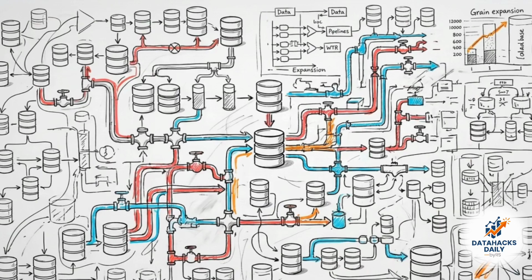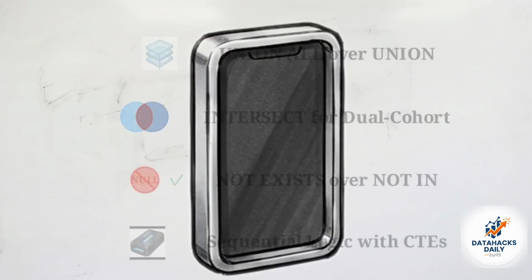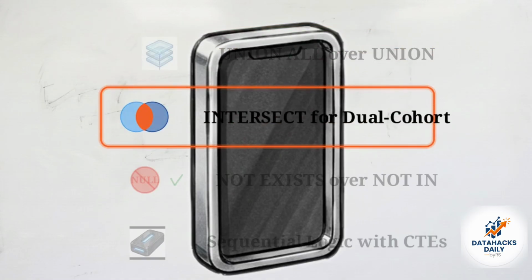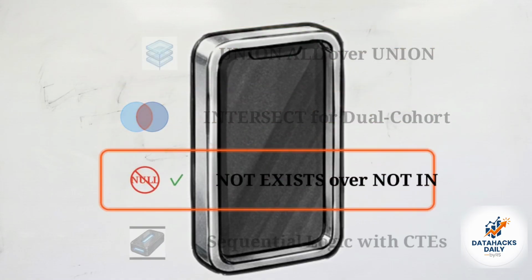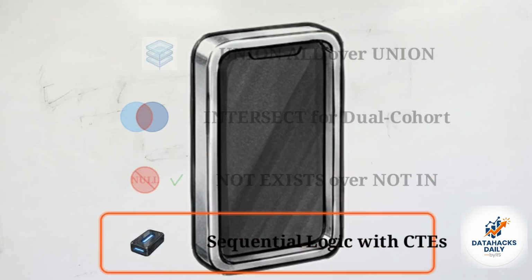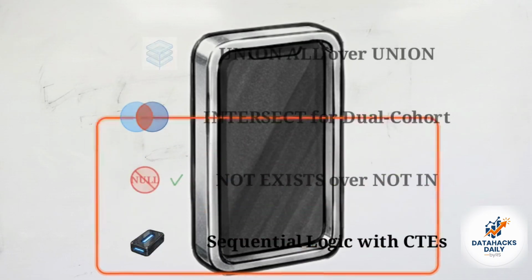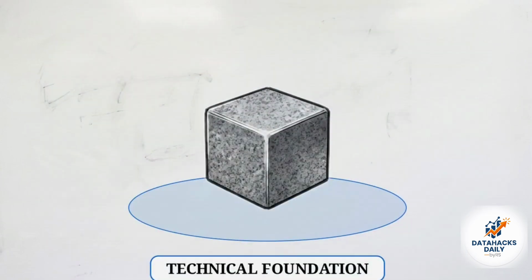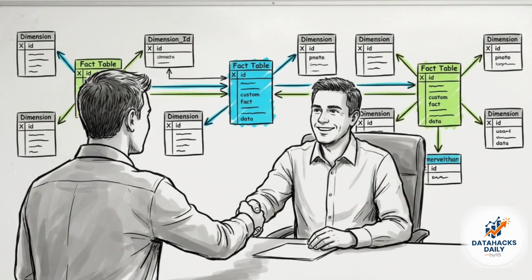You have navigated data grain expansion, execution traps, and physical production deployments. Here are the 4 rules to take with you. Default to union all over union. Use INTERSECT for dual cohort membership. Prefer NOT EXISTS over NOT IN to avoid null failures. And build your logic sequentially with CTEs. Applying these 4 architectural patterns provides the technical foundation needed to navigate the complexity of senior-level data engineering interviews.